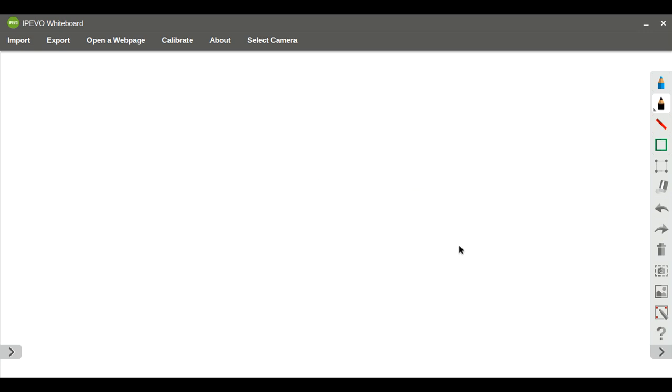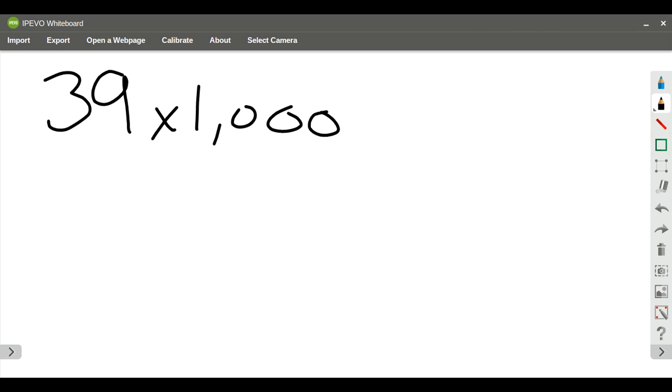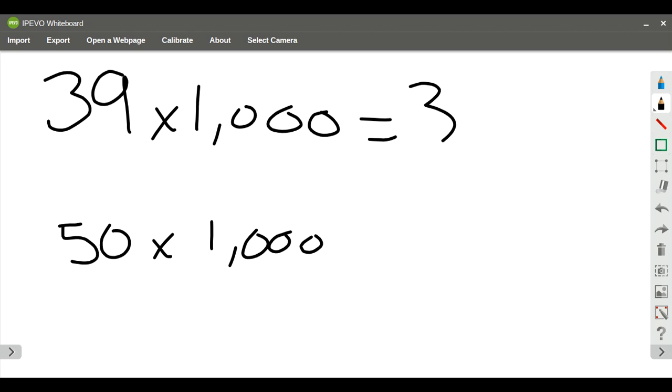All right, so I'm now on your guided practice on page 115. And it says, how many zeros will there be in the product of 39 times 1,000? And how many zeros will be in the product of 50 times 1,000? So I'm going to count the total number of zeros that I have in 39 times 1,000. So I have 1, 2, 3. So I'm going to have 3 zeros here.